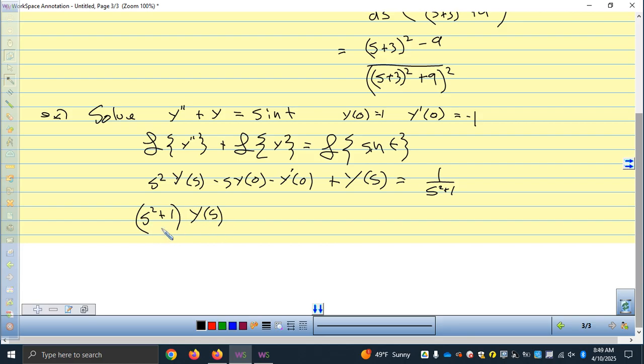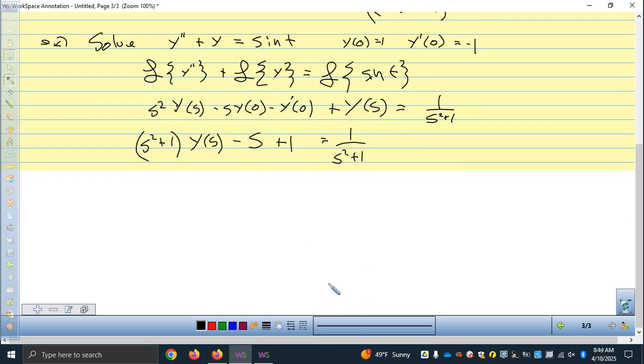Y of s. Anytime you do this, as I mentioned last time, the coefficient on your Y of s should be like the characteristic polynomial, s squared plus 1. And we have minus s here for this, plus 1 for this minus negative 1, equals 1 over s squared plus 1. Take these over to the right-hand side, divide by s squared plus 1. So we get Y of s equals 1 over (s squared plus 1) squared plus s over s squared plus 1 minus 1 over s squared plus 1.